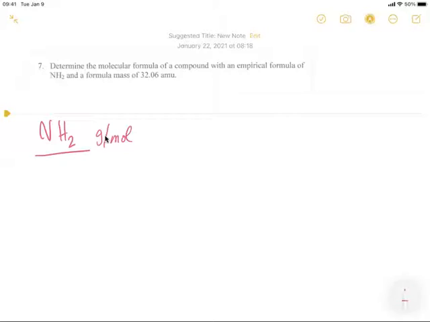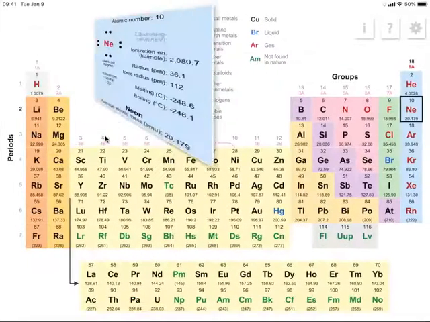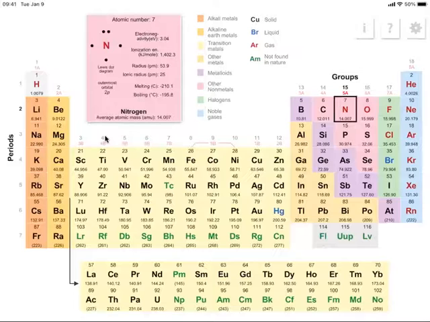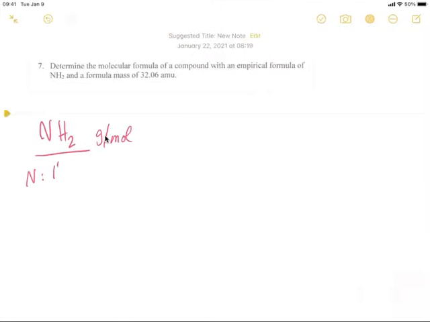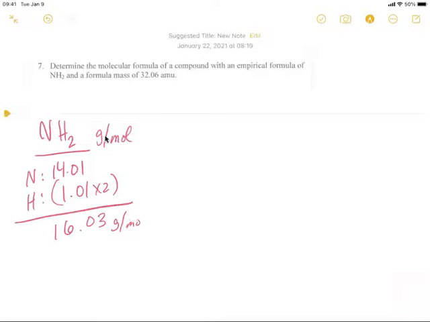of NH2. So nitrogen is here. So it's 14.007. 14.01 is okay. And hydrogen we know is 1.01 times 2. So that's going to be 16.03 grams per mole, right?